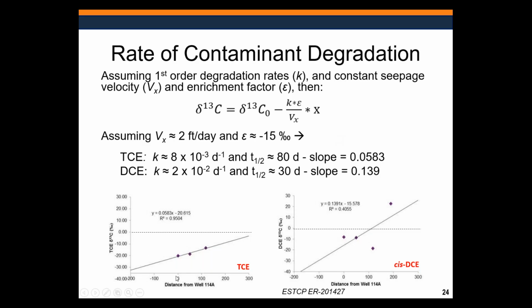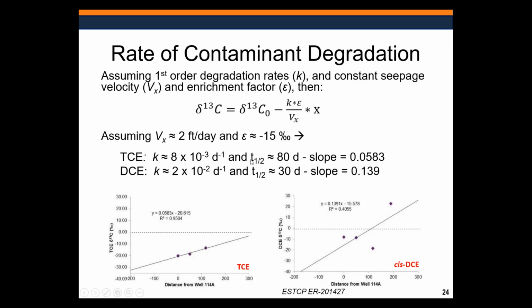We plot out a delta value as a function of distance. And of course, this then also becomes a time function, because if we make our 2 feet per day assumption, we sort of know what our time is along this flow path. And here's a plot for TCE, and here's a real world plot for cis-DCE. And yeah, the R-squared value isn't great, but again, we're doing a rate estimation. And basically, by solving this, you can get a K value and a half-life.